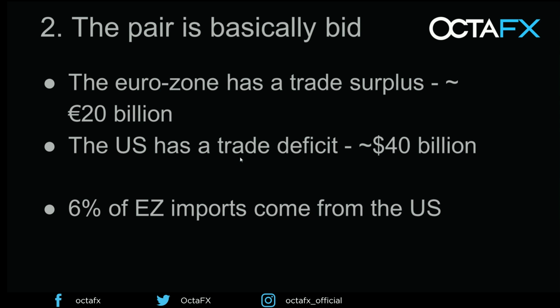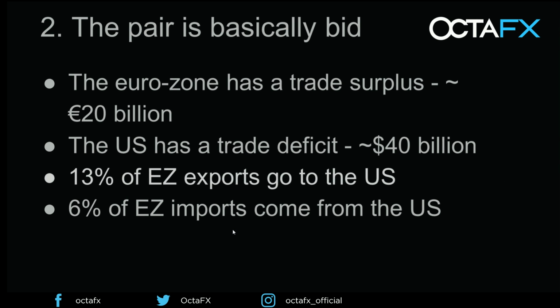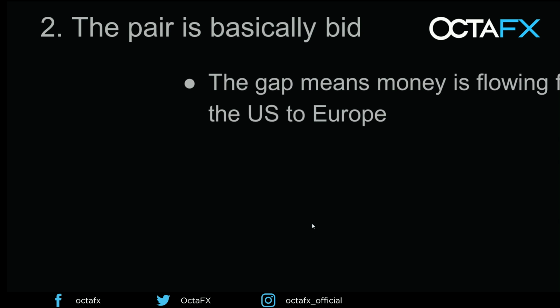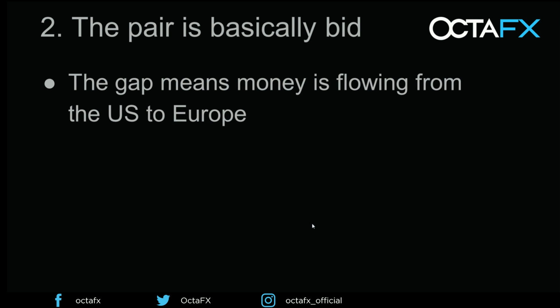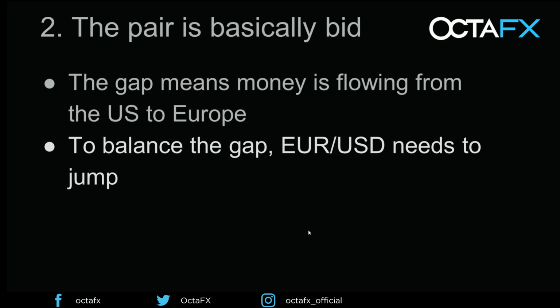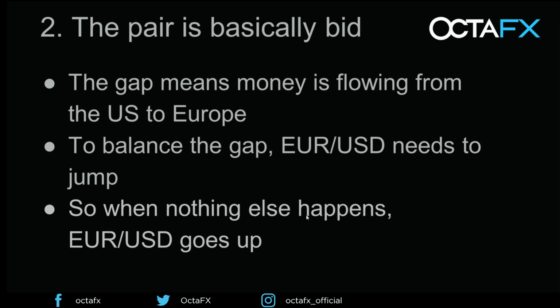Well, and also more specifically, 6% of Eurozone imports come from the US, but 13% of exports go to the US. So even if you look specifically at the trade between both sides of the Atlantic, between the Eurozone and the United States, the Eurozone has an advantage. And what does this mean? This gap in money means that money is flowing from the United States to Europe, okay? When we're talking about international trade. And to balance the gap, Eurodollar needs to go up. So it needs to jump even, okay? So again, when nothing else happens, Eurodollar goes up.